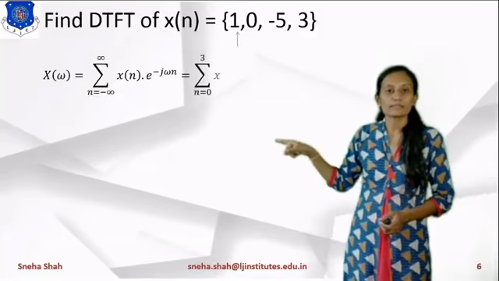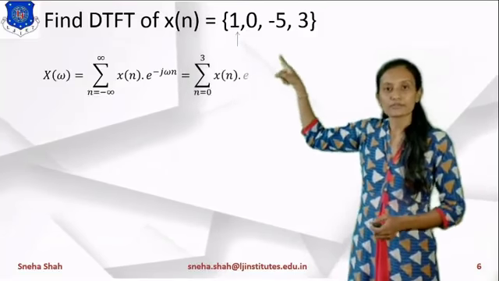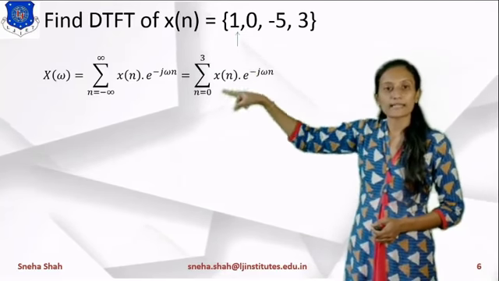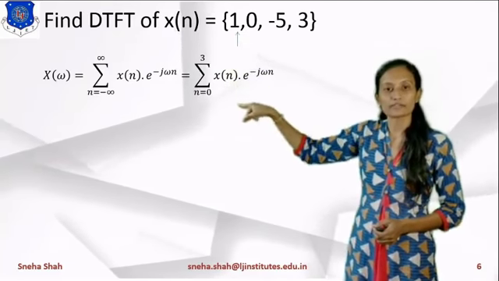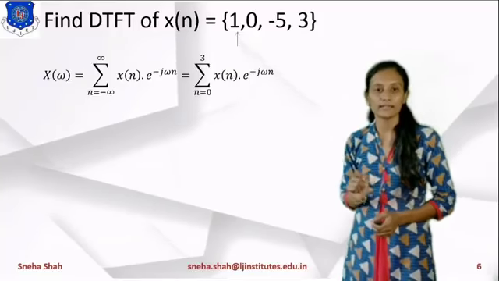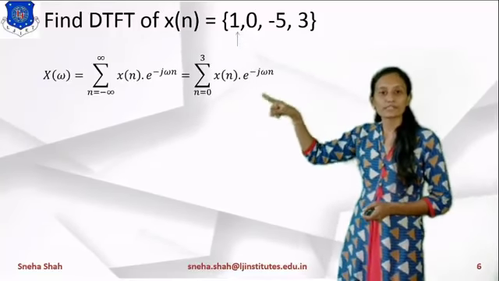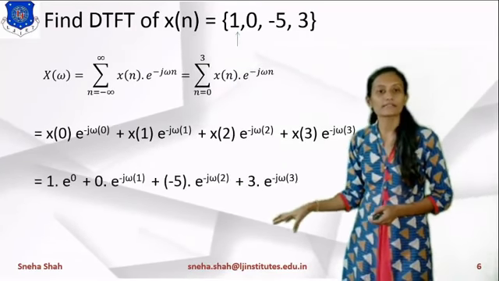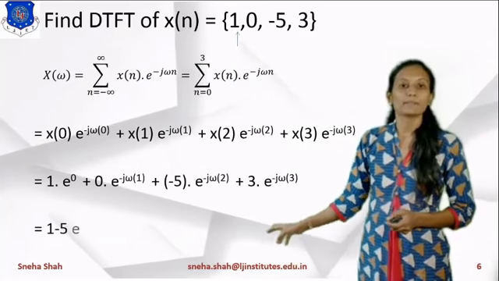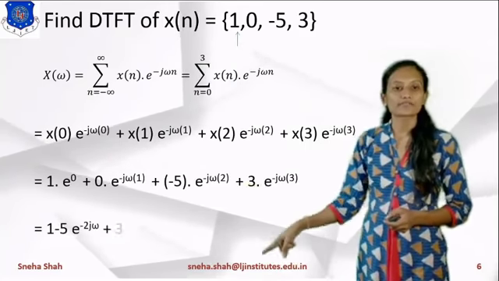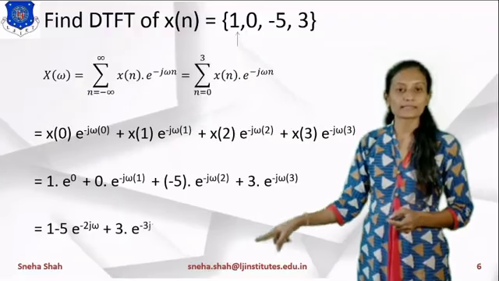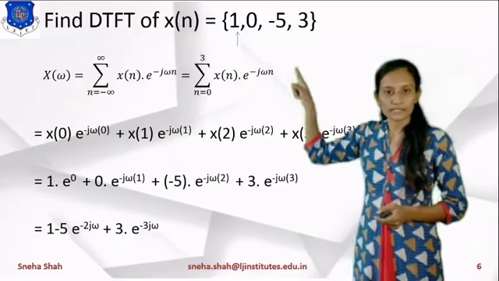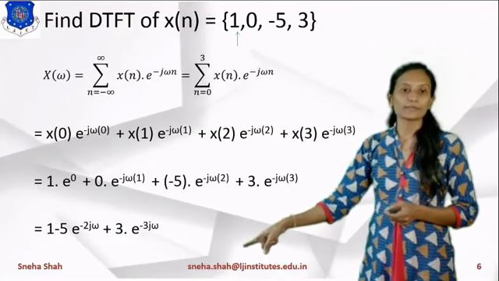In this the range will change: n equals 0 to 1, 2 and 3. It means the range of n will be 0 to 3. So over here I am writing summation n equals 0 to 3 x of n into e raised to minus j omega n. Now if I put the values of n equals 0, 1, 2 and 3 in this equation, then after simplification the answer will be 1 plus 0 minus 5 into e raised to minus 2j omega plus 3 into e raised to minus 3j omega. So according to the position of the arrow, the answer will change.